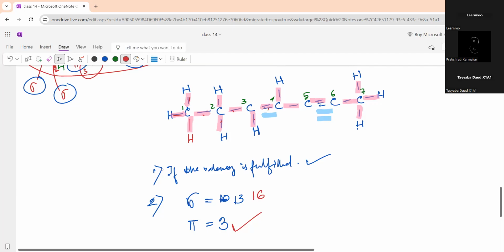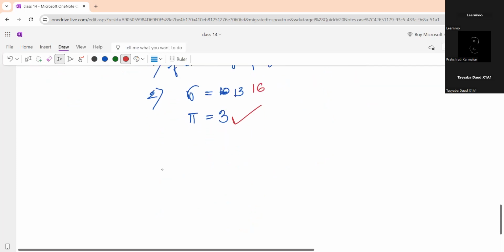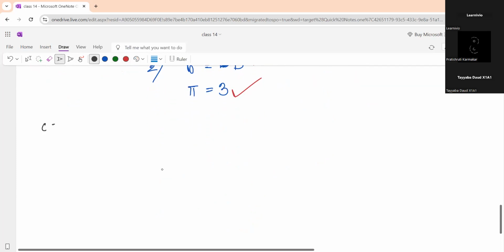Yes, ma'am. Okay, good. Then do this short example very quick. Quickly tell me how many sigma bonds are there and how many pi bonds are there? Yes, ma'am, 1 minute.